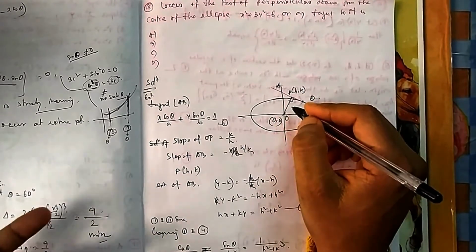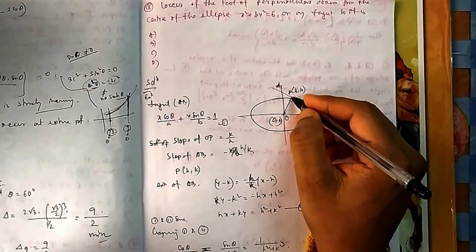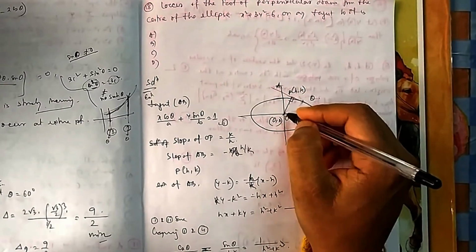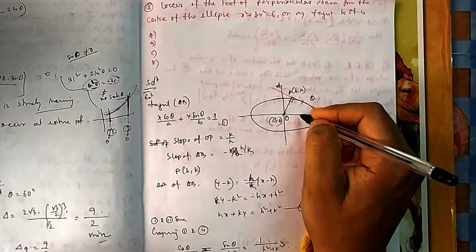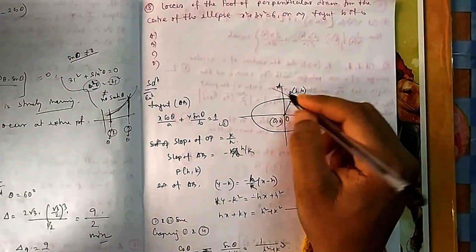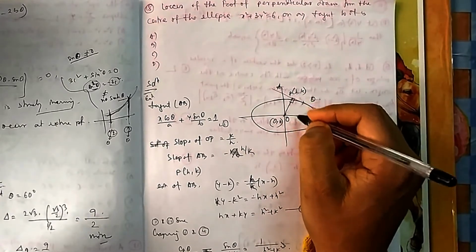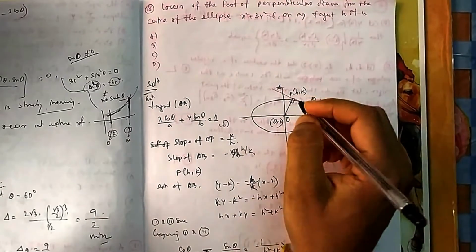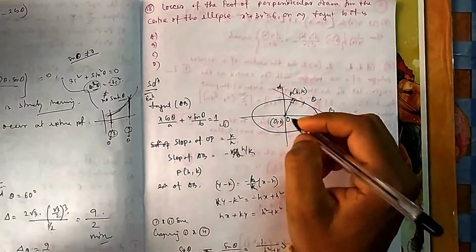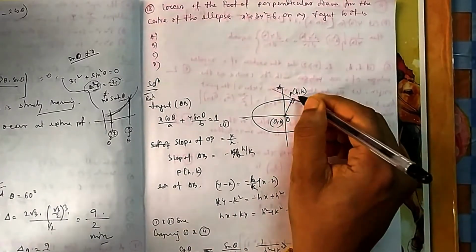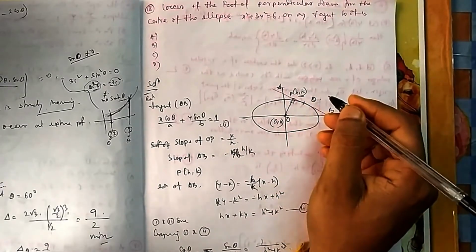From the focus we know there is a standard formula. If you draw from the focus, the locus of all feet of perpendiculars becomes your auxiliary circle, x square plus y square equal to a square. But here you are drawing from the origin. So this is the foot of perpendicular, and this point's locus I have to find. That's why I have considered this as hk.